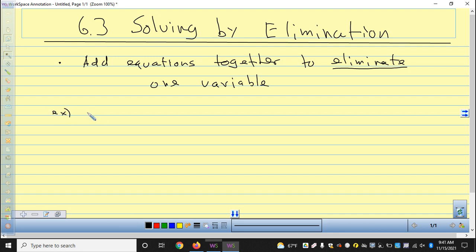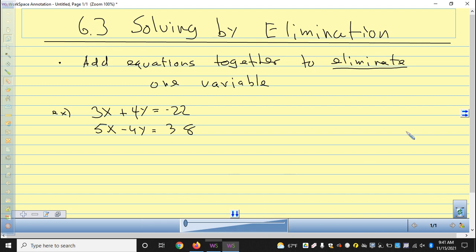We've seen lots of systems like this. Negative 2x plus 12y equals negative 30. Is this what I wanted to do? Let me see if I think there's another one that I wanted to do first. I want to do that one first. There we go. 3x plus 4y, sorry about that, equals negative 22. And 5x minus 4y equals 38. That's my system of equations.